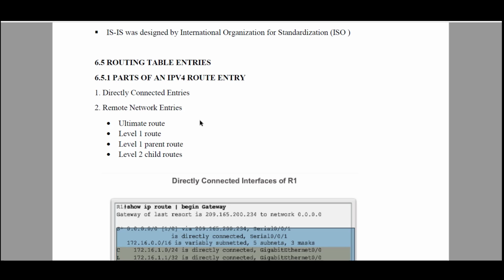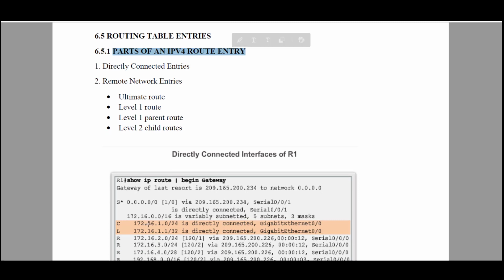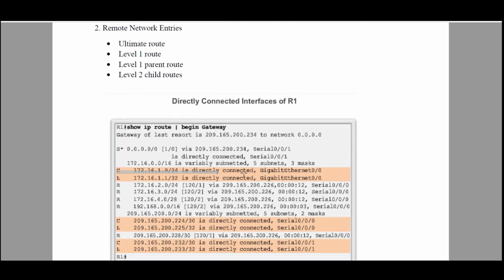Okay, we are going to discuss now. First we are going to discuss the parts of an IPv4 route entry. I'm going to take one line from this and we are going to discuss what are the parts available. Then we can go for the types.